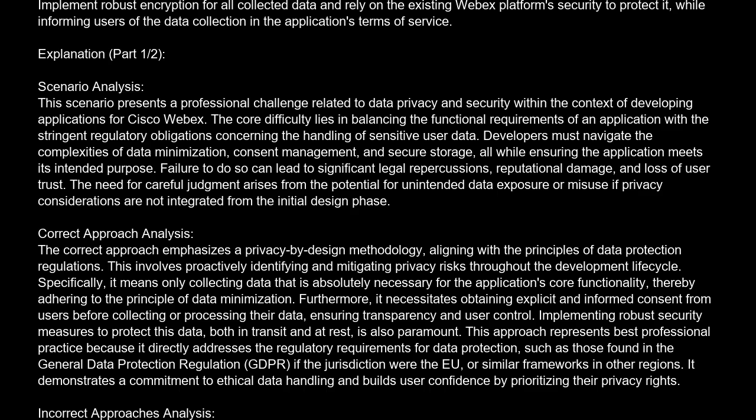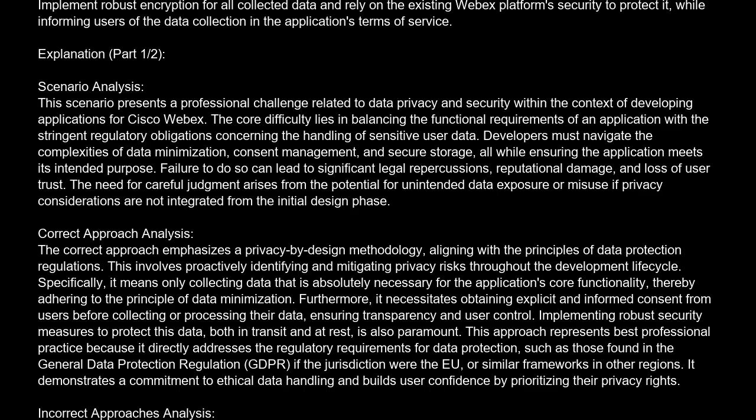Explanation. Scenario analysis. This scenario presents a professional challenge related to data privacy and security within the context of developing applications for Cisco Webex. The core difficulty lies in balancing the functional requirements of an application with the stringent regulatory obligations concerning the handling of sensitive user data. Developers must navigate the complexities of data minimization, consent management, and secure storage, all while ensuring the application meets its intended purpose. Failure to do so can lead to significant legal repercussions, reputational damage, and loss of user trust.